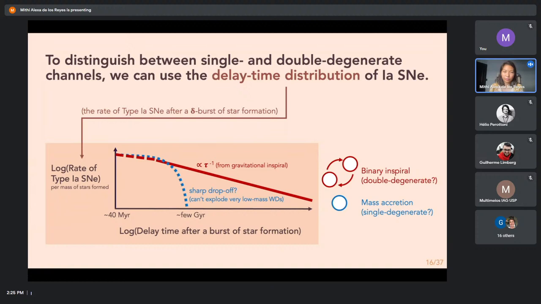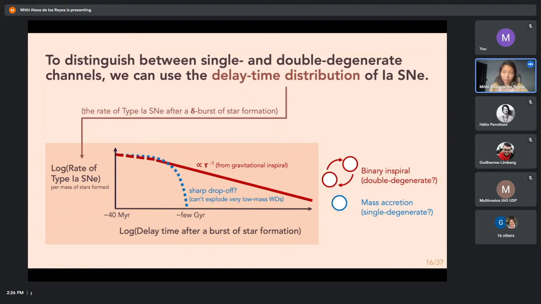It's a response. If you have a delta burst of star formation at time t equals zero, then at some point after that, we begin to see supernovae. And the rate of supernovae after this burst of star formation is what's known as the delay time distribution. And this delay time distribution, or DTD, is actually really sensitive to the physics of the supernova.